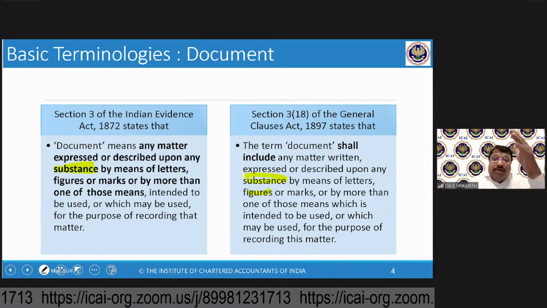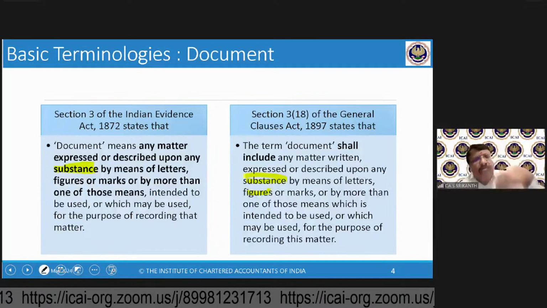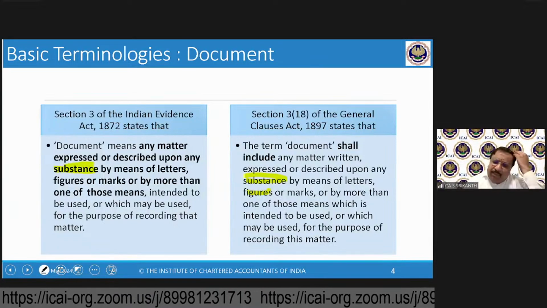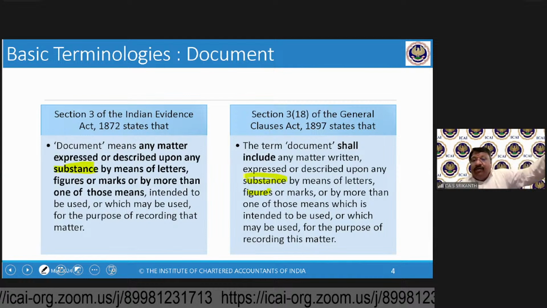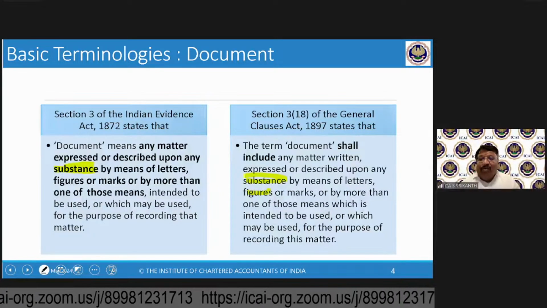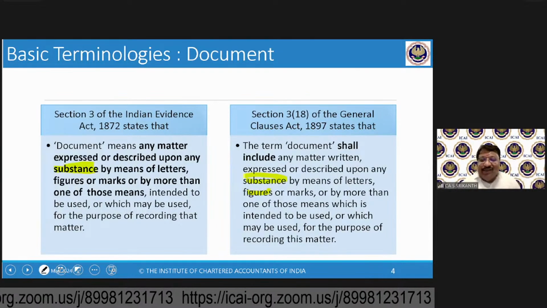Obviously was an expert in the Indian Evidence Act. The Indian Evidence Act is a beautiful enactment. I used to teach it for the company secretaries. In fact, my son, who is now an advocate, attended my Indian Evidence Act class when he was preparing for law.